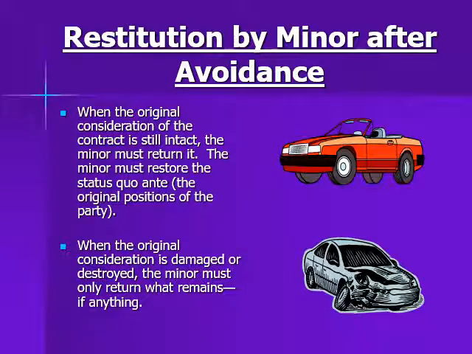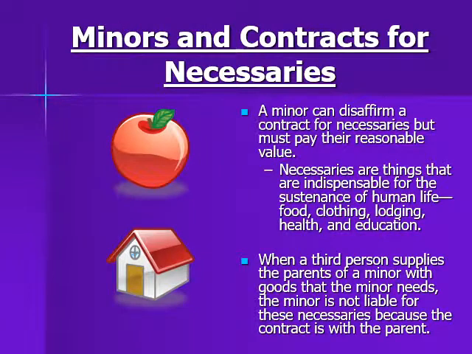Again, for restitution by a minor, just give back whatever you have. If it's damaged, unless there's misrepresentation of the age and you're in a state that follows that rule, the minor is not required, as a general rule, to pay for the damage. They just return what they do have. A minor can disaffirm a contract for necessaries but must pay the reasonable value. Necessaries are considered to be food, clothing, shelter. Also, it includes health care and also education.